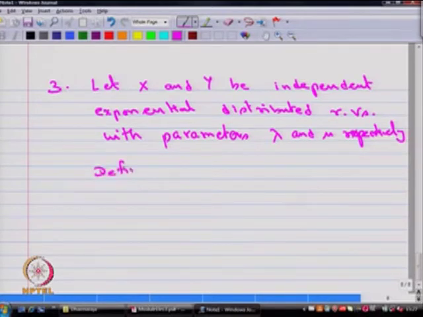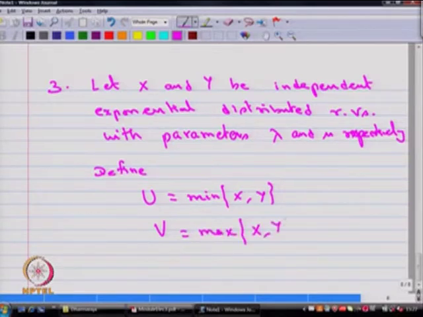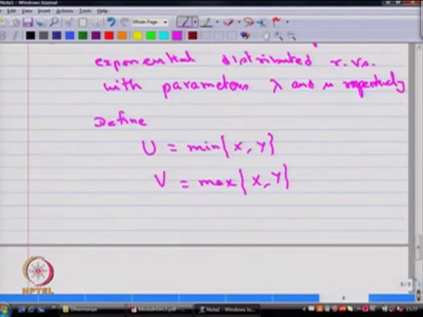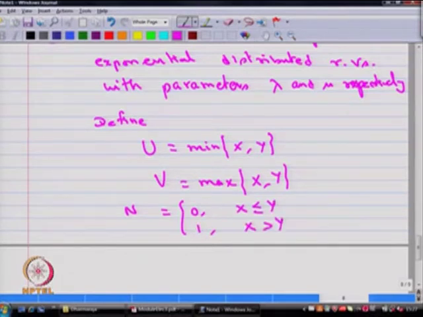Define capital U, that is nothing but the minimum of X comma Y, and V is nothing but the maximum of the random variables X comma Y. The third random variable capital N is defined as: it takes a value 0 if X is less than or equal to Y, it takes a value 1 if X is greater than Y. So, using the two random variables X and Y, we have defined three random variables U, V and N.